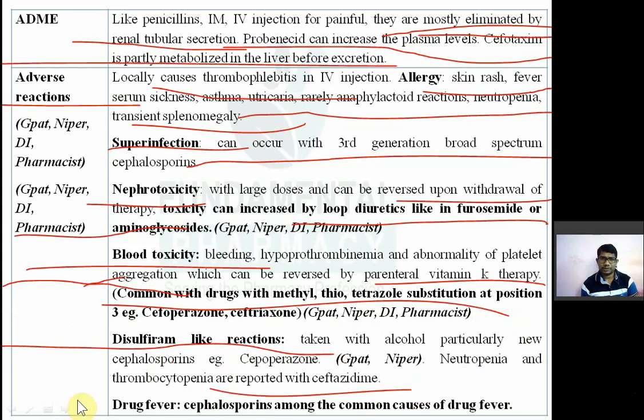Most common adverse effect of this cephalosporin is drug fever. Cephalosporins are amongst the common causes of drug fever or drug allergy. So after taking the drug, your temperature will rise. So the most common cause of drug fever is nothing but the cephalosporins. Remember a bit: nephrotoxicity, blood toxicity with third generation cephalosporins, superinfection with third generation cephalosporins. So suppose third generation cephalosporins like ceftriaxone, cefepime etc. have been given. So after treatment you are vulnerable to another infection, that is known as superinfection.